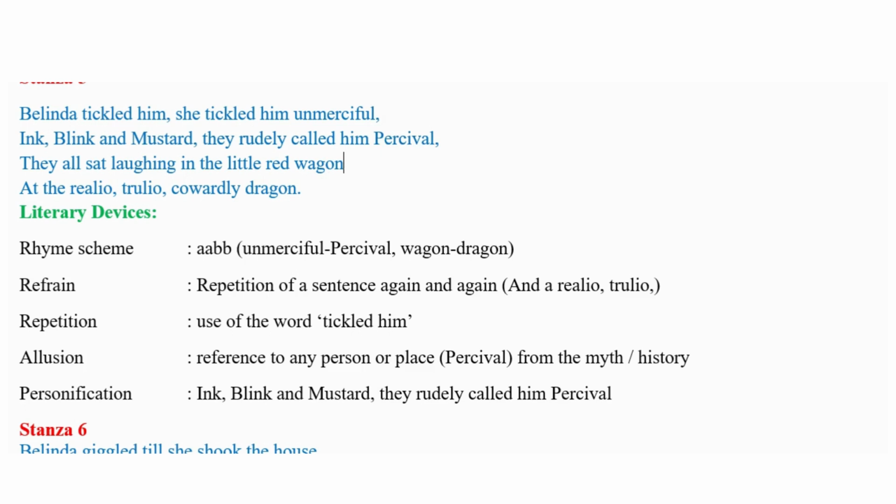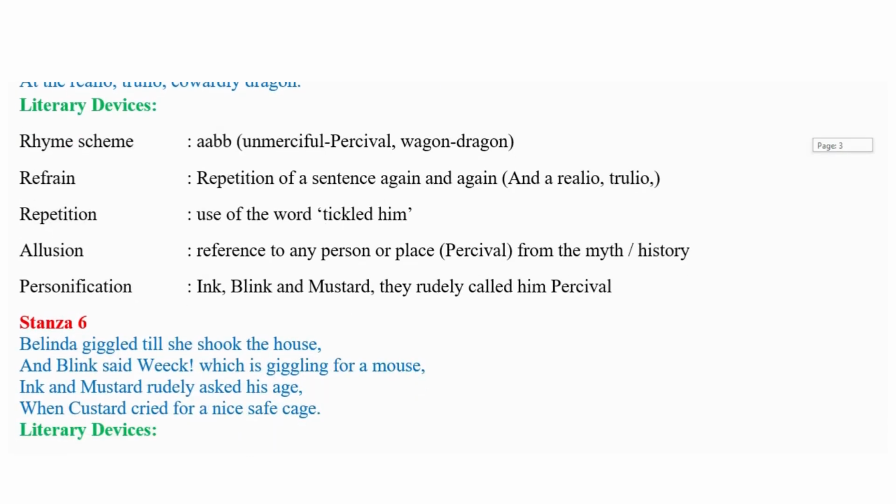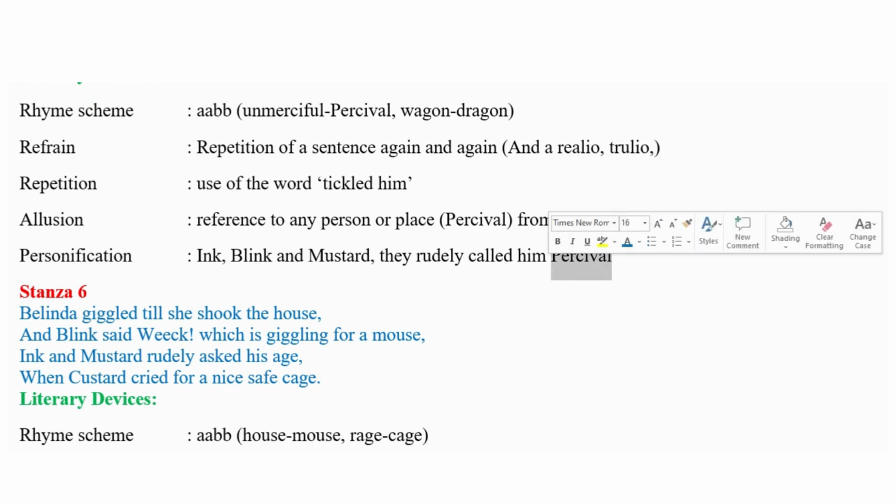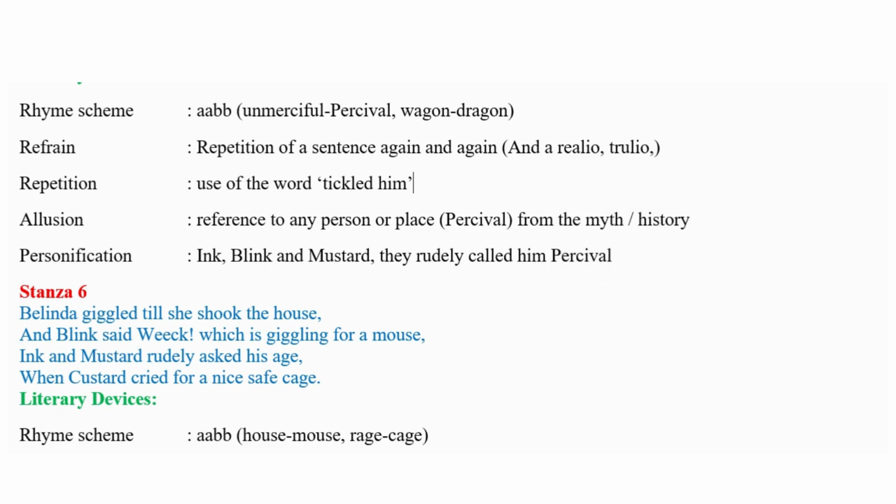You should remember that. Personification: Ink, Blink and Mustard, they rudely called him Percival. The same line. So you can mention here allusion. Mostly prefer the word allusion because Percival in the line is used as allusion only. If it is an MCQ type and the option is given, you can choose it. If the option allusion is not given and personification is given, you can choose it. But we are going to write only descriptive answers, so mostly you can refer to Percival as allusion.